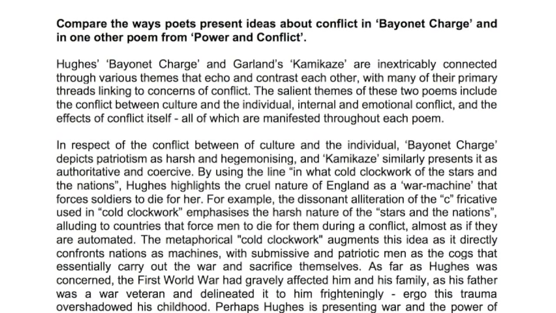It's a poetry comparison on the AQA exam board, comparing the ways poets present ideas about conflict in Bayonet Charge and one other poem. So I'm going to go through this answer.